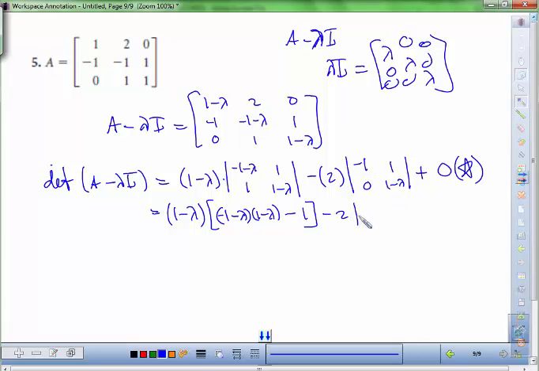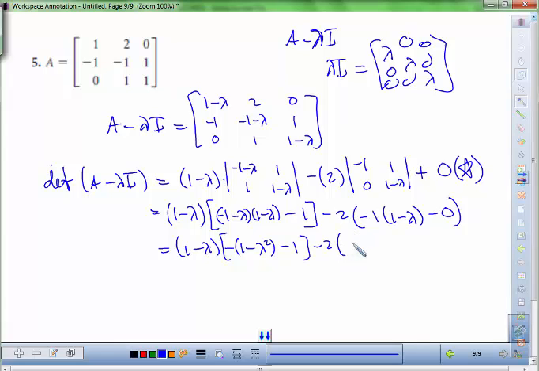And then the determinant of this next one is going to be negative 1 times 1 minus lambda minus 0. So that disappears. So let's expand this first one. This is really 1 plus lambda with a negative in front, and then 1 minus lambda. So that's 1 squared minus lambda squared with a negative in front, minus 1. We'll see how that works out in a minute. Negative 2, and then we have minus 1 plus lambda.